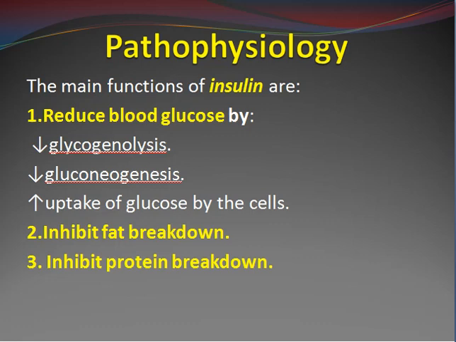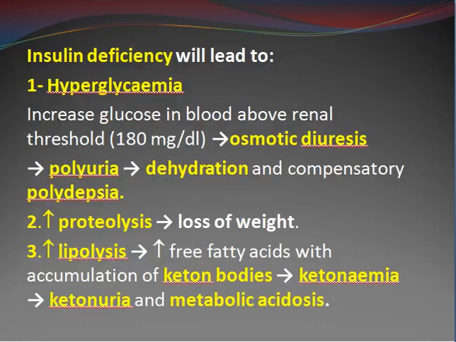Pathophysiology. The main functions of insulin are to reduce blood glucose by decreasing gluconeogenesis and glycogenolysis, and increasing uptake of glucose by the cell. It also leads to inhibition of fat breakdown and inhibition of protein breakdown. So, insulin deficiency will result in, first, hyperglycemia. There is increased glucose in the blood above the renal threshold, which is 180 mg per deciliter, resulting in osmotic diuresis, polyuria, dehydration, and compensatory polydipsia.